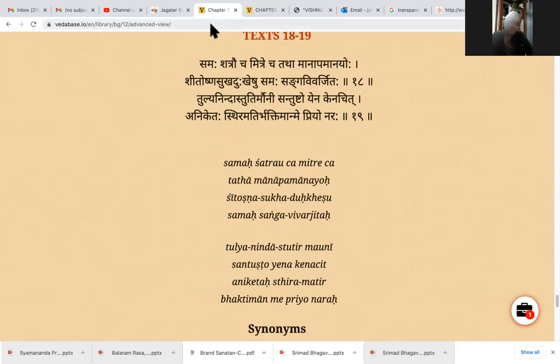Sama shatru cha mitre cha tatha mana pamanayo sitoshna sukha dukheshu.